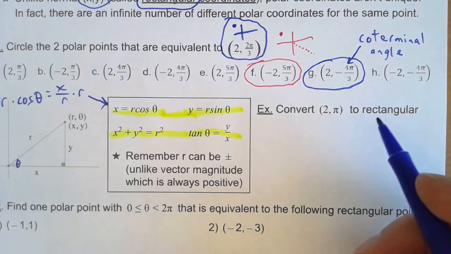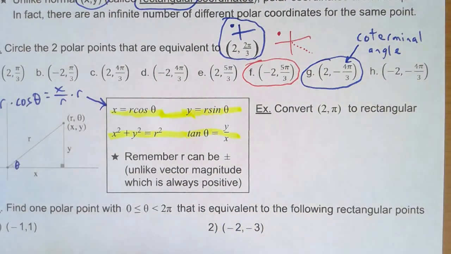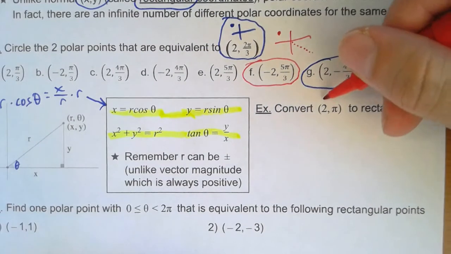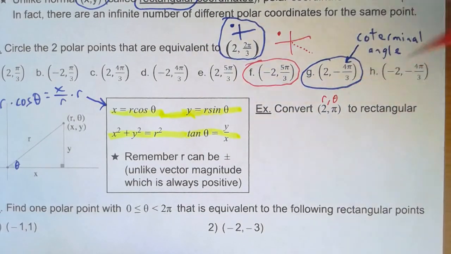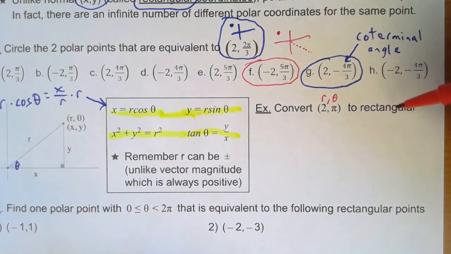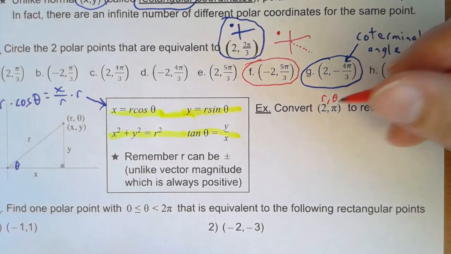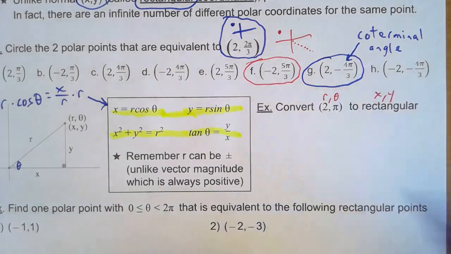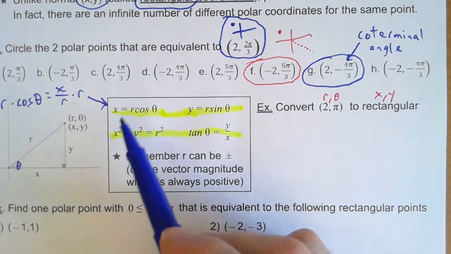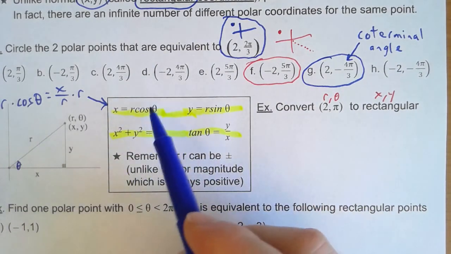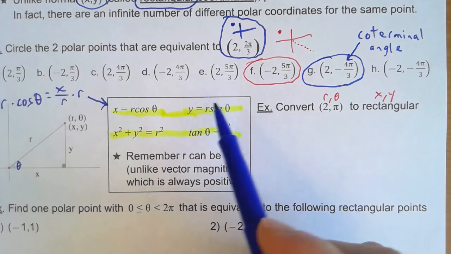So if we're going to rectangular, that means we're starting out as polar. If we're starting out as polar, that means that this is the r, and that's the theta. And rectangular is the x and the y. So we want x and y, and we know r and theta. Well, that's going to be these equations right here. These tell you what x is when you know r and theta, and what y is when you know r and theta.